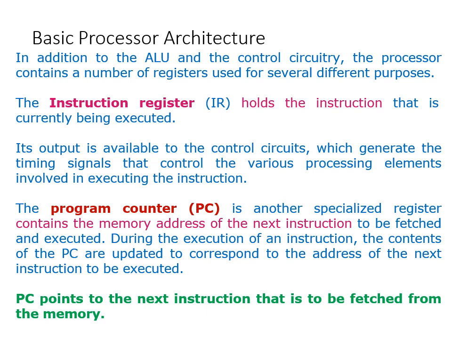Program counter is another specialized register, and it points to the memory address of the next instruction to be fetched and executed. During the execution of an instruction, the contents of the PC are updated to the corresponding next address when the next instruction is in the pipeline. The PC points to the next instruction that is to be fetched from the memory.